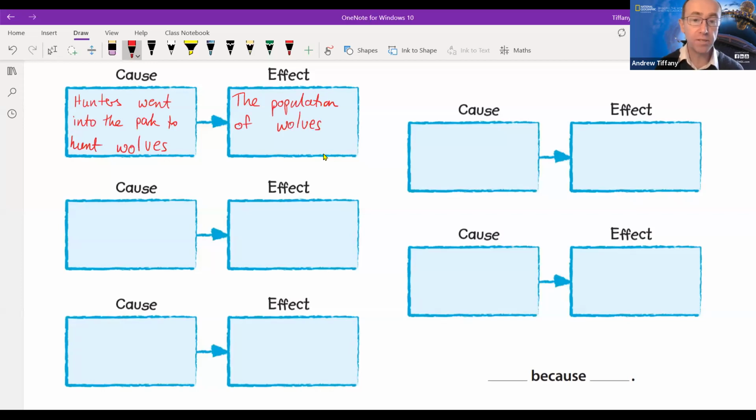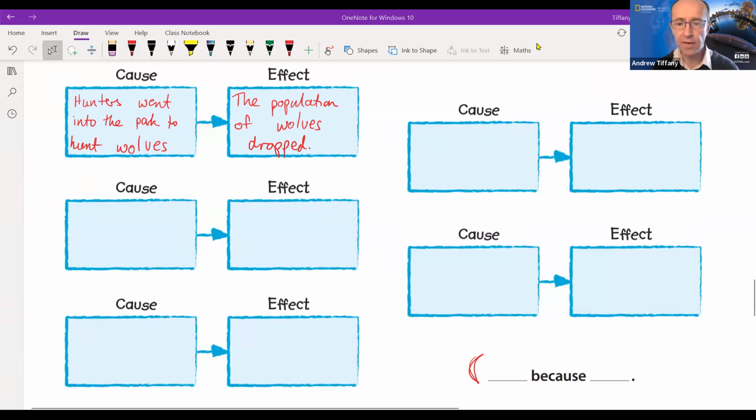And then you said dropped. I could also say decreased, right? But let's use dropped. That's great. So we've got a cause and we've got an effect. And we could say the population of wolves dropped because hunters went into the park to hunt wolves. Remember, we're trying to use our because structure. That's a good one. Great. Let's jump back.